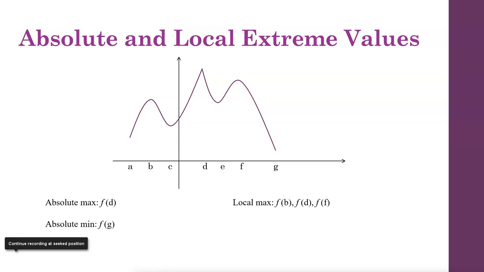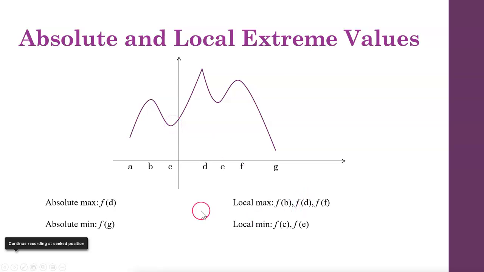I have local maxes at 3 different places. At b, that point is higher than all the other points near it. At d, that point is higher than all the points near it. And at f, that point is higher than all the values near it. And we have local minimums at c and at e. Those 2 points are lower than all the points that are near them.